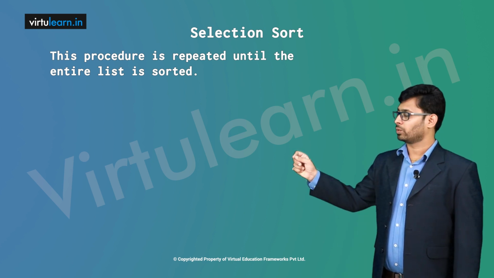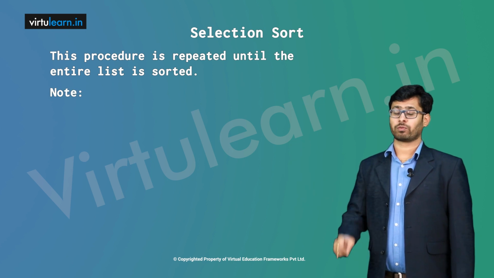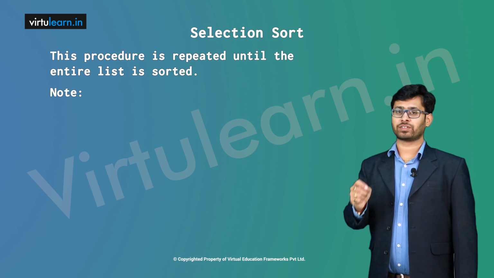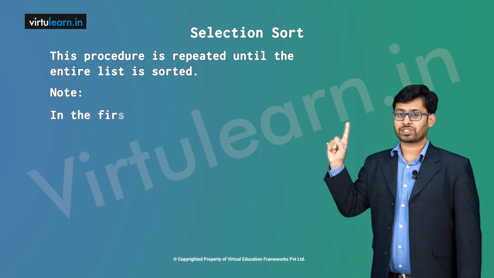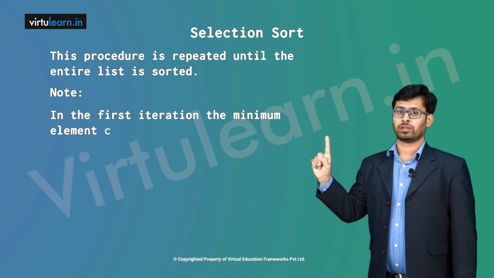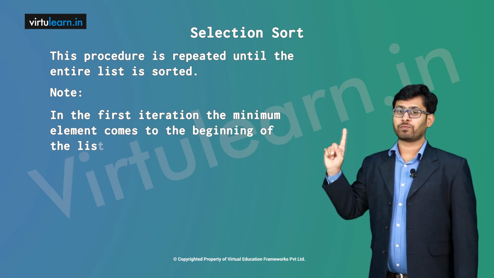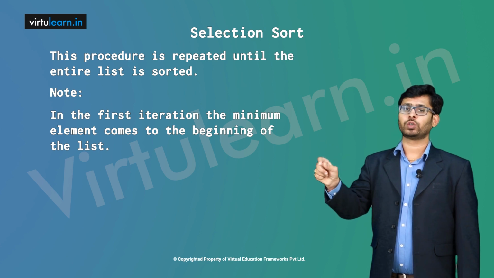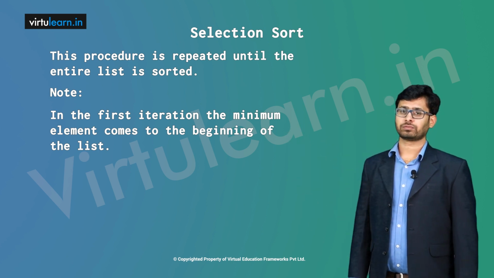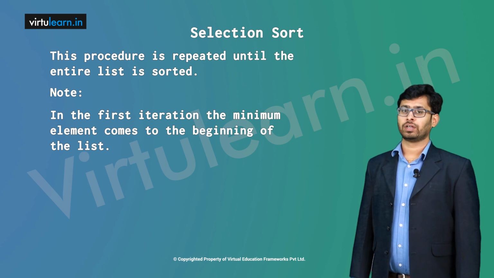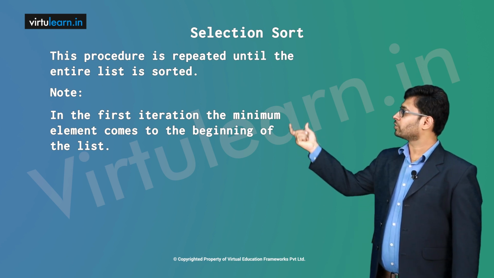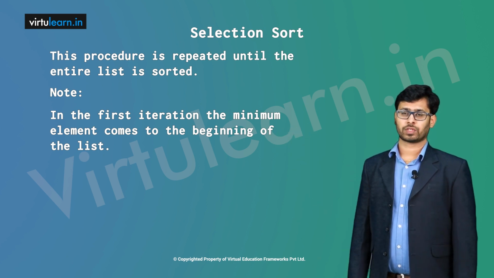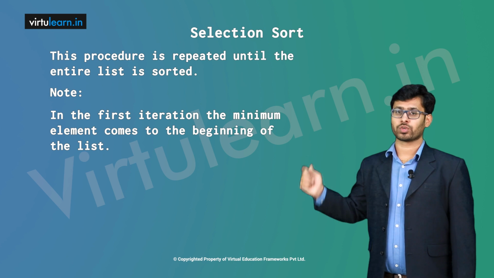So one important point to note, which is also very important in the aspect of your interviews: in the selection sort, in the first iteration itself, you are going to get a minimum element to the beginning of the list. That is, a minimum element comes into the first position in the selection sort. So this is a very important interview question.